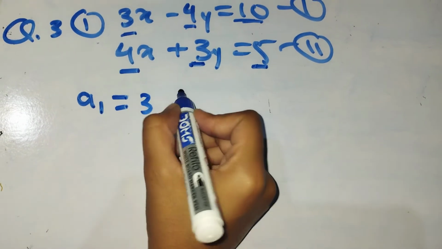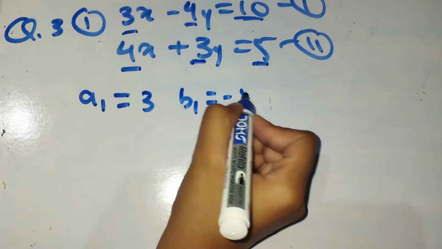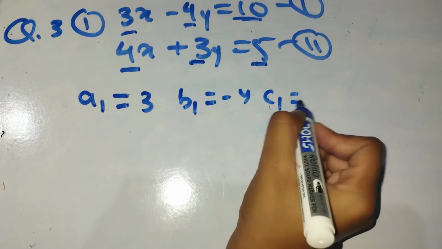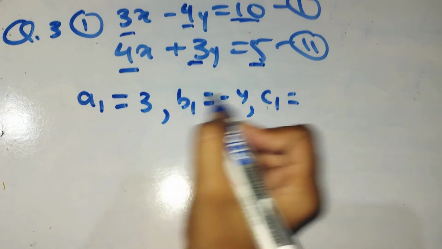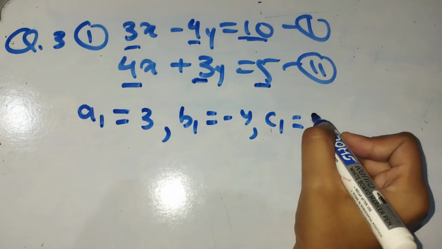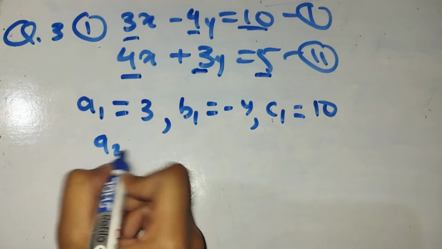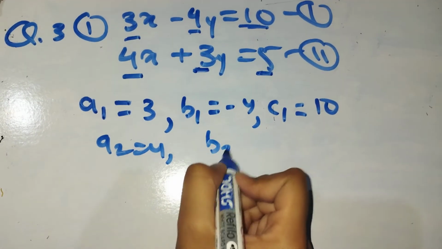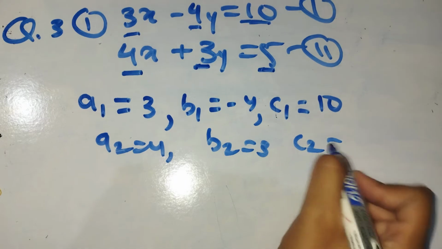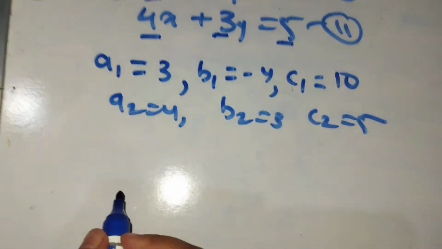A1 is your 3, and B1 is your minus 4, and then C1 is your 10, separate them by a comma. And then A2 is your 4, and B2 is your 3, and C2 is your 5. Okay, so now how to solve it?